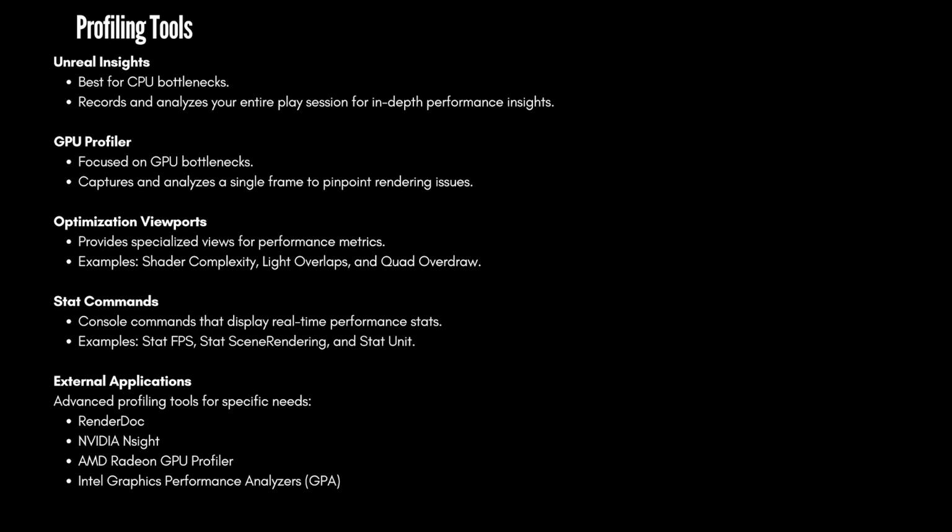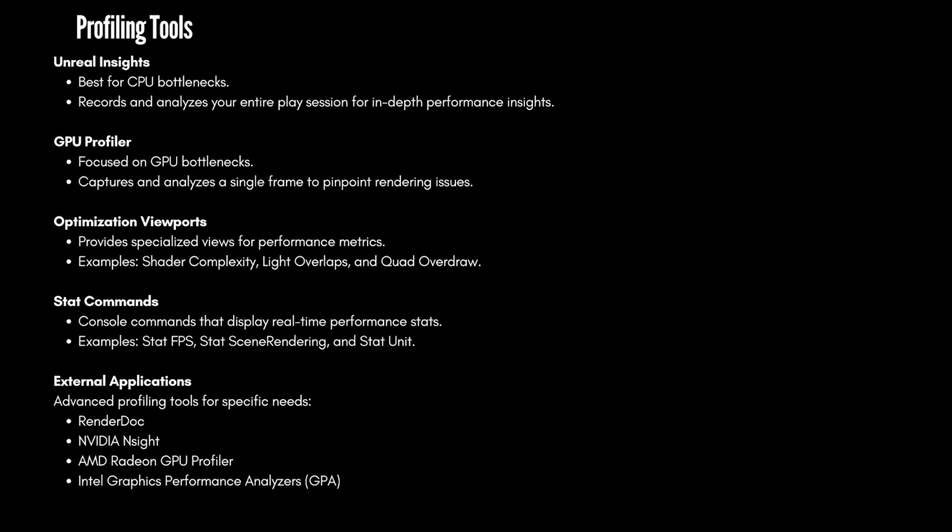Alright, let's talk about profiling. Because finding bottlenecks is like being a detective for your game performance. Here are the tools that will turn you into Sherlock Holmes for Unreal Engine optimization. First up, Unreal Insights. Think of it as a time machine for your CPU. It records your entire play session, showing you what's slowing down the game thread or render thread over time. Perfect for uncovering sneaky CPU bottlenecks.